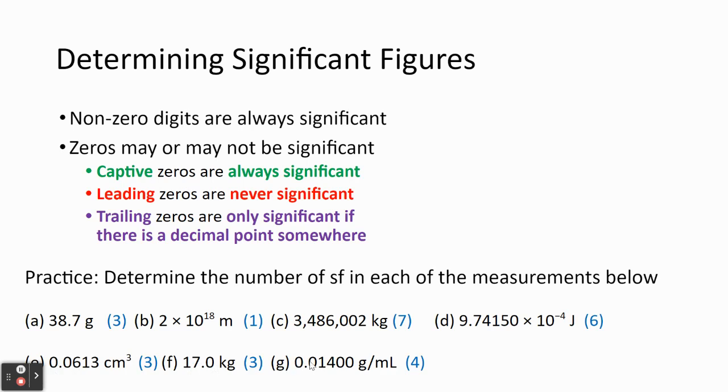For this number, these zeros are leading zeros. They are never significant. These zeros are trailing zeros. They will be significant if there's a decimal point present, and there is. So the 1, 4, and 0, 0 are all significant digits, leaving us with 4 significant digits.